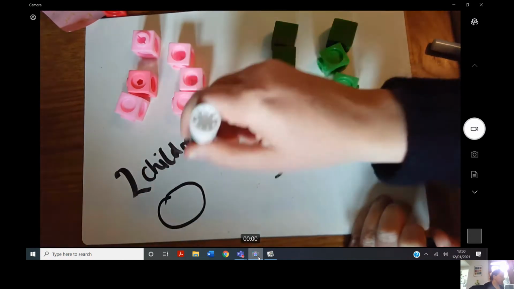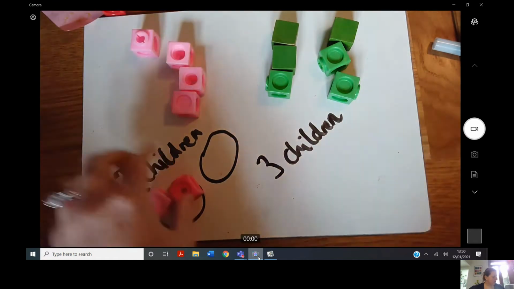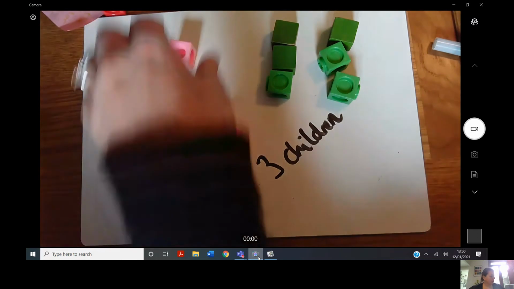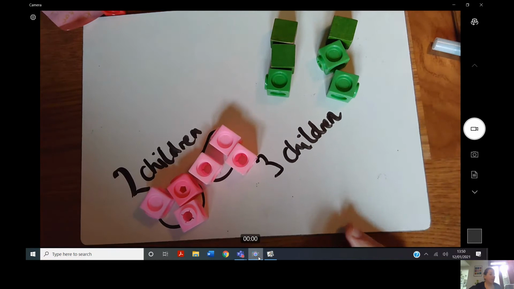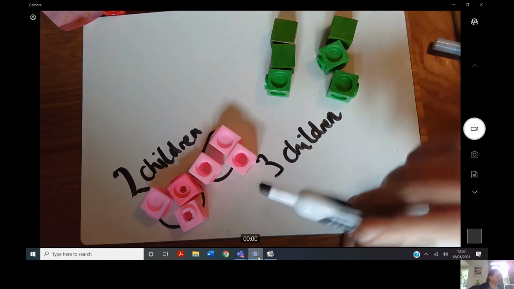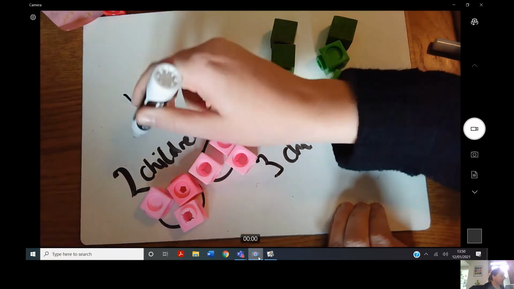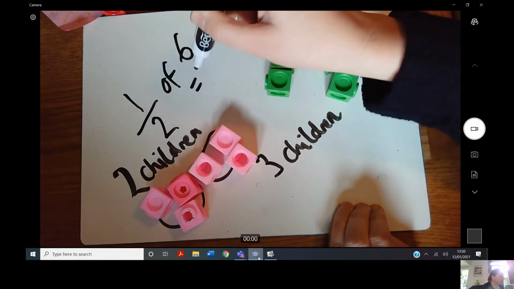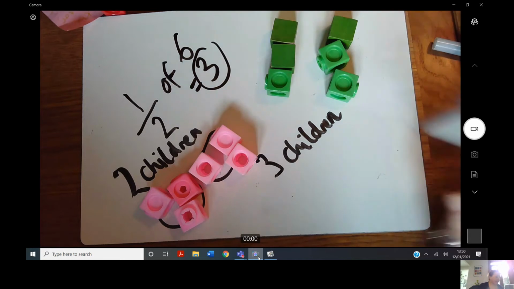Do my circles down here. Right. 1, 2, 3. 1 group. 1, 2, 3. 2 groups. So in each group, I have 3 balls, which obviously represent cubes. So I know that I'm splitting my whole, which is 6, into 2 equal groups, which we know is a half. So 1/2 of 6 is equal to 3.